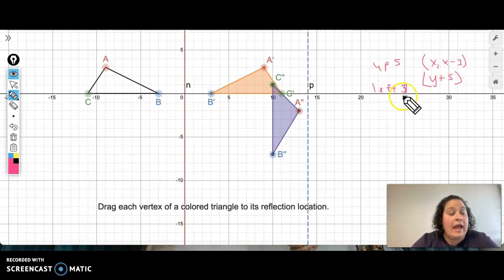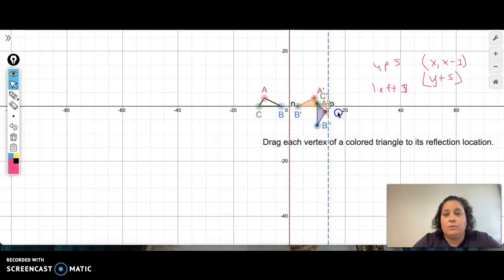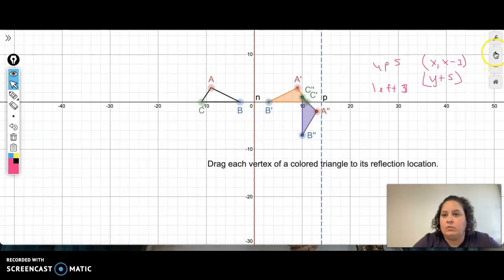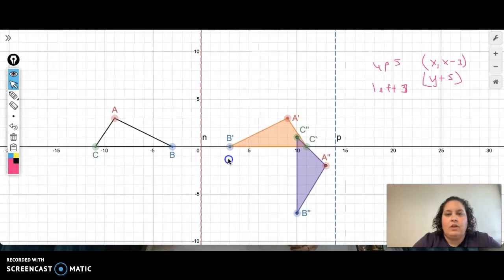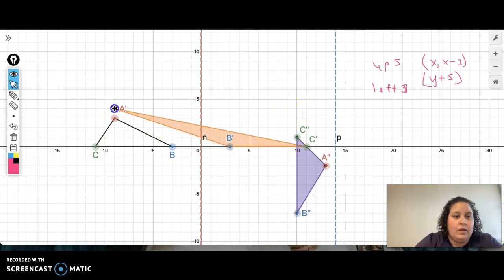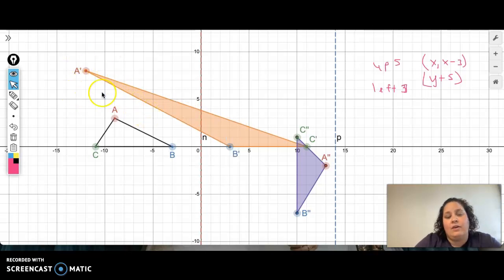So it'll either actually tell you, okay, so from here, let me zoom in a little bit more, but let's drag this down, okay. So it says up 5, left 3. So we're going to be taking this image of A, and we are going to be moving it up 5 and to the left 3. So here we go. We're going to go up 1, 2, 3, 4, 5, and to the left 1, 2, 3. This is my new A value.